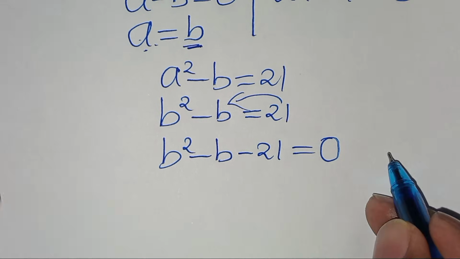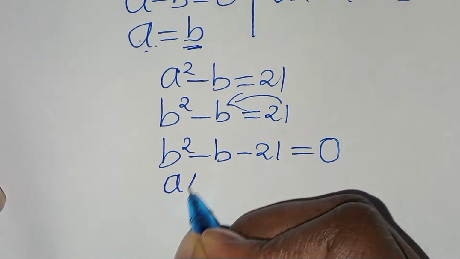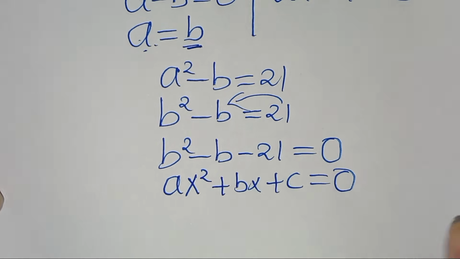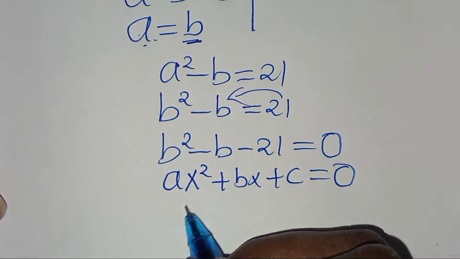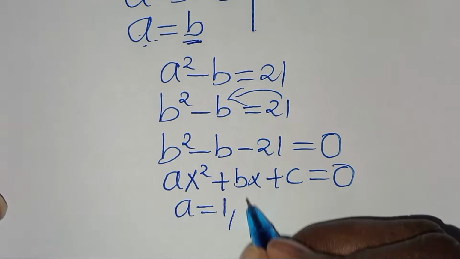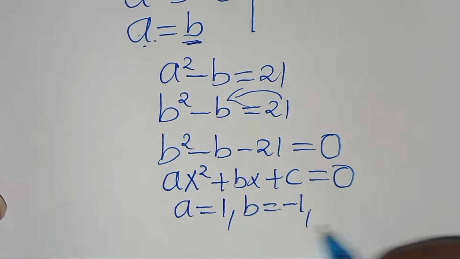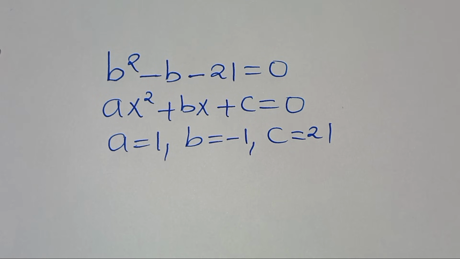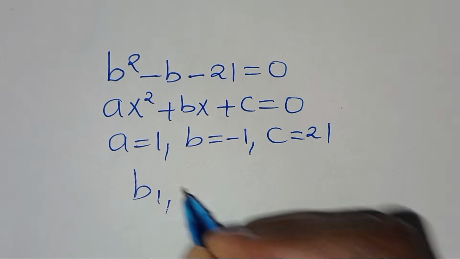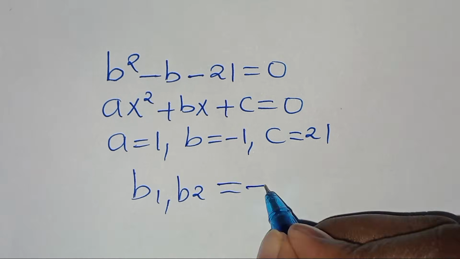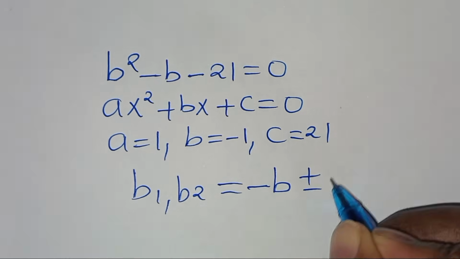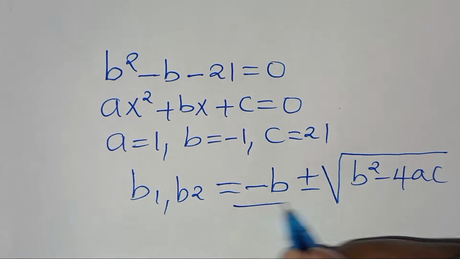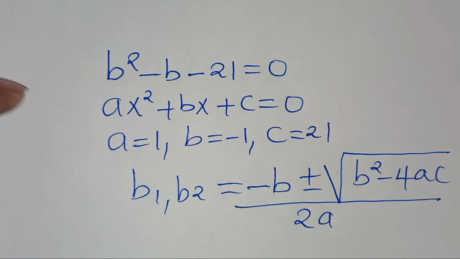So this is a quadratic equation of the form ax squared plus bx plus c, this is equal to 0. From this quadratic equation, we have that a is equal to 1, b is equal to minus 1, and that c is equal to minus 21. Now to solve for b1, b2, we apply the quadratic formula, which is minus b plus or minus the square root of b squared minus 4ac, everything here divided by 2 times a.